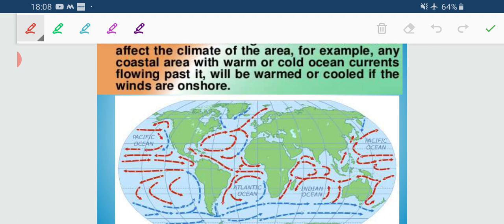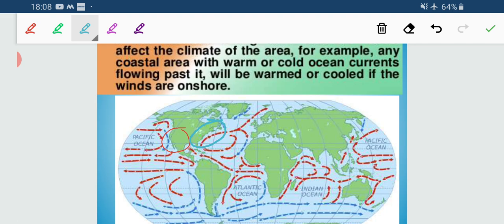And if cold oceanic currents are there, you can just see this North America part. I am pointing out the California region. Here you can see some blue arrows, and a blue arrow means a cold oceanic current. So the California region is getting the impact of cold oceanic currents. But if we see northeastern America, here you can see the red arrows. That means the coastal edges of this part of North America are getting the influence of warm oceanic currents.